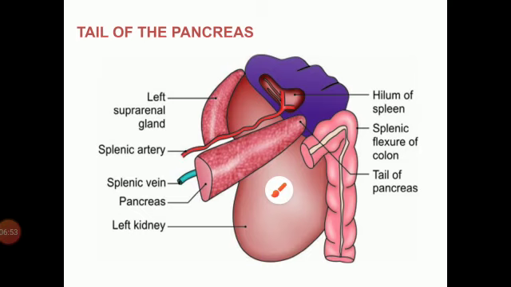Coming to the tail of the pancreas, it is the left end of the pancreas. It lies in the lienorenal ligament together with the splenic vessels. It comes in contact with the lower part of the gastric surface of the spleen also.